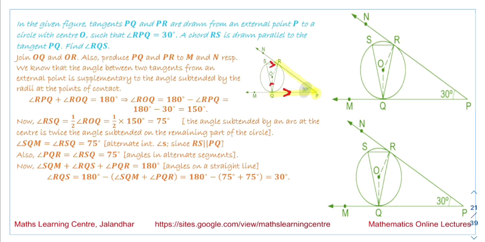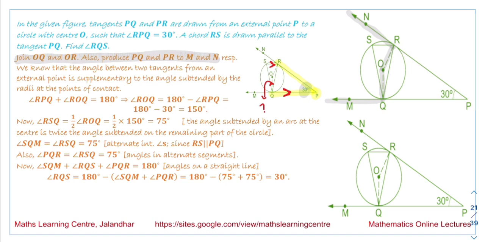We have to calculate this angle over here. So if we look at this quadrilateral, we are first saying that we have done the construction. The construction is that we have joined the points O and R, and O and Q. We extended this tangent PR to N, and this tangent PQ to M. This construction is mentioned over here.